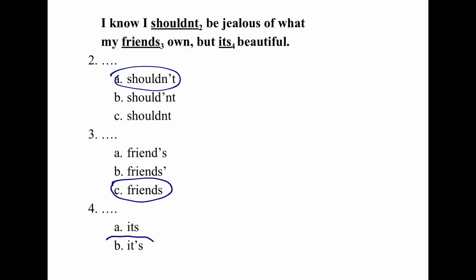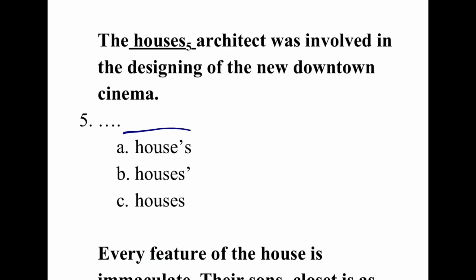And in number 4, we wanted it is. This is the contraction, it is, rather than showing ownership. For 5, A, apostrophe S was correct. We want to show possession, who the architect belonged to, or I guess what the architect belonged to. And in this case, it was a singular noun that did not end in S.